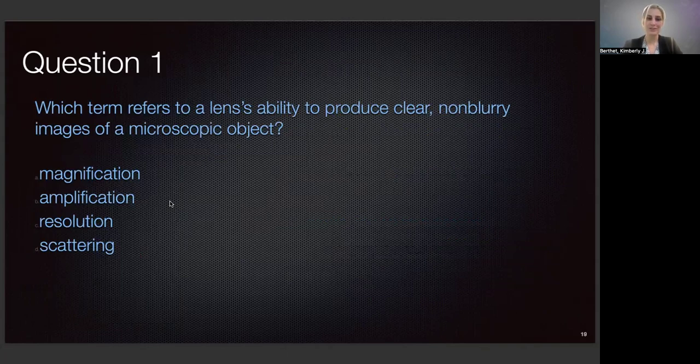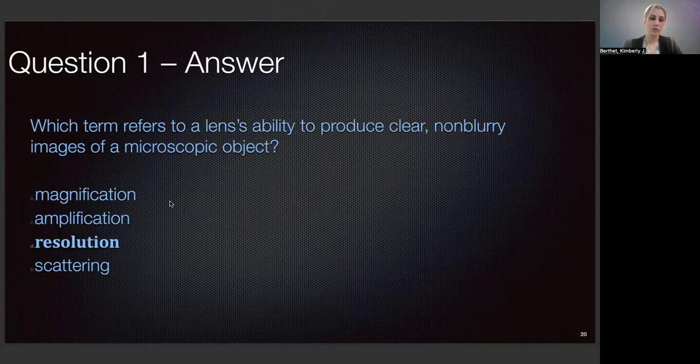Okay, this brings us to our questions. Question number one is, which term refers to the lens's ability to produce clear, non-blurry images of a microscopic object? So this again is where you would pause the video to reflect and choose an answer. We'll go ahead and move on to the answer.